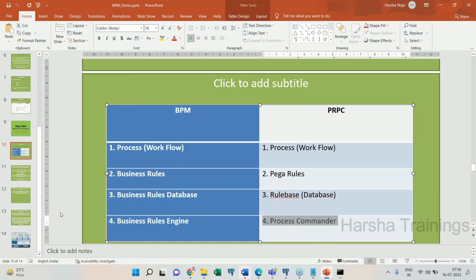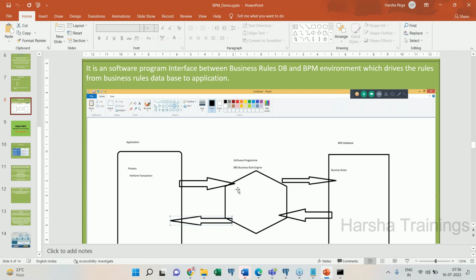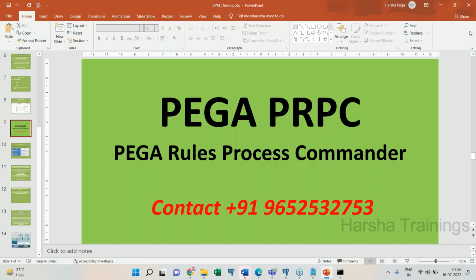So process commander is an intermediate software program which interacts with the rule base to drive rules from the rule base to the Pega Rules Process Commander application in order to achieve the required goal. Make sense, everyone clear? This is the key point. Everyone clear?